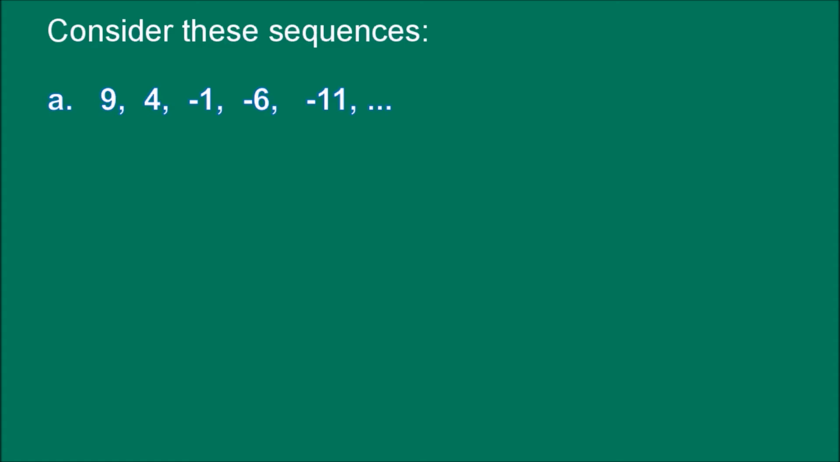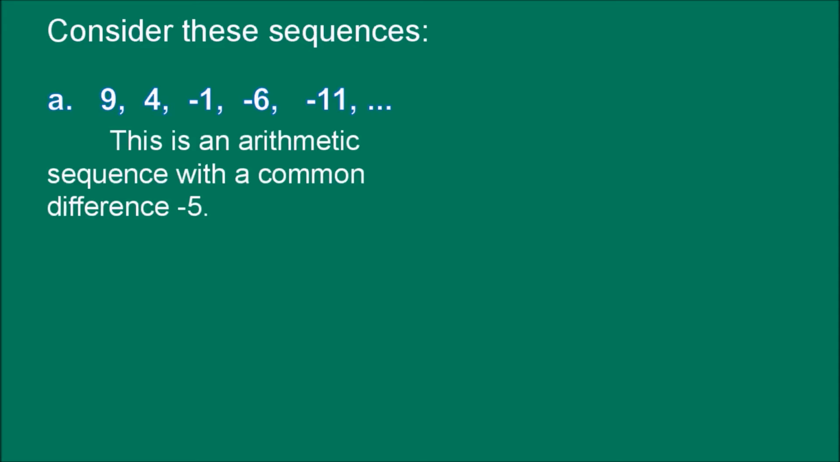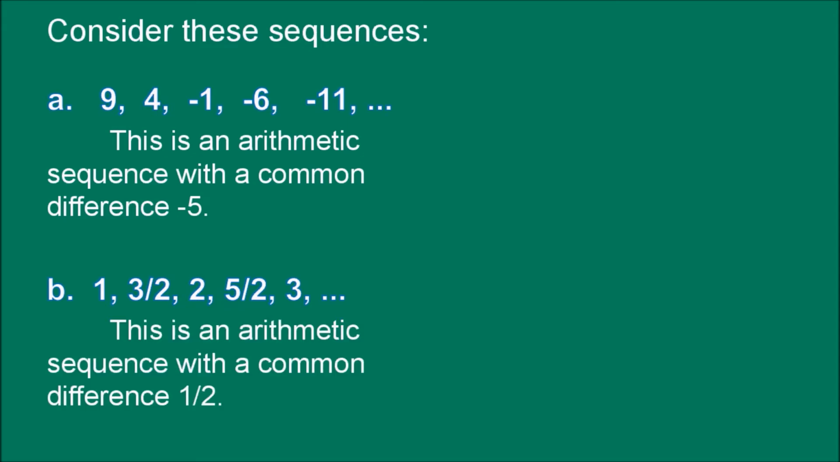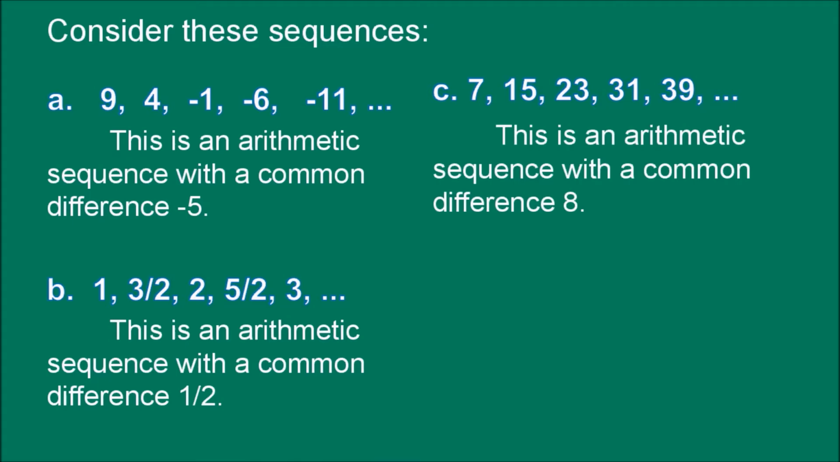Sequence A: 9, 4, -1, -6, -11, and so on, is an arithmetic sequence with a common difference of -5. Sequence B: 1, 3/2, 2, 5/2, 3, and so on, is an arithmetic sequence with a common difference of 1/2. And sequence C: 7, 15, 23, 31, 39 is also an arithmetic sequence with a common difference of 8.